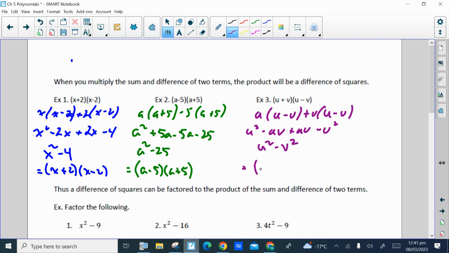So that would mean then that the factors of u squared minus v squared are u plus v and u minus v.